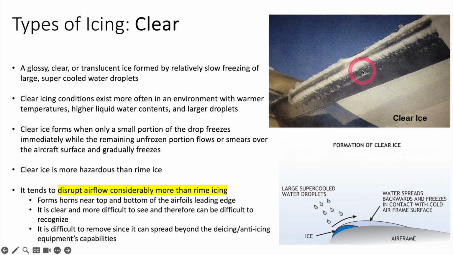So this is going to actually disrupt airflow considerably more than rime ice because it can build up a little bit thicker, and it's going to occur on leading edges and narrow surfaces. So anything with a narrow surface, like the leading edge of your wing, struts, landing gear, spinner, you can get icing built up on those.